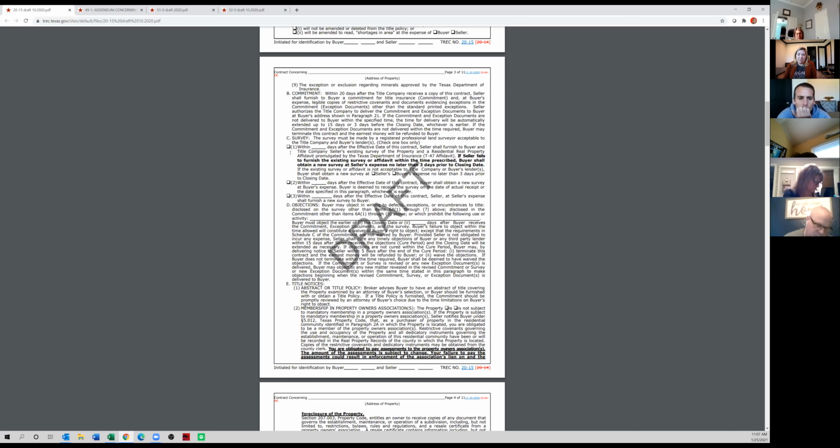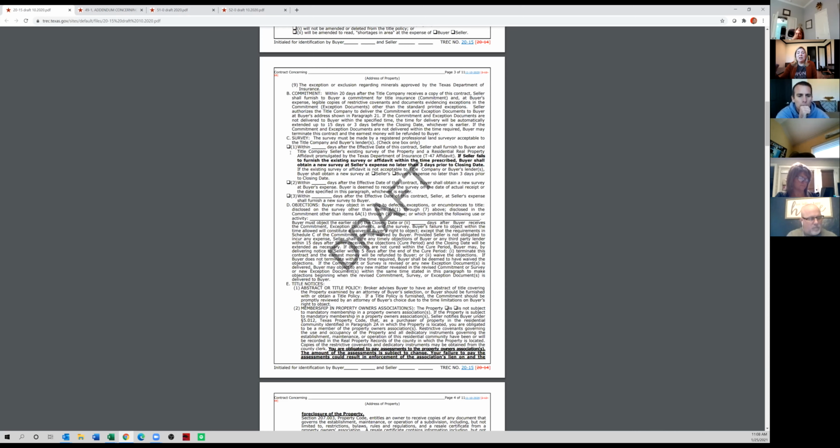Okay, so paragraph D is that the buyer may object in writing to defects, exceptions, or encumbrances to title disclosed on the survey other than items 6A1 through 7 above, or disclosed in the commitment other than 6A1 through 9 above, or which prohibit the following use or activity. Basically all that's saying is, hey, if there's something on the commitment or there's something on the survey that you don't like, you can object, and you get even farther with that and specify things that you don't want on here.